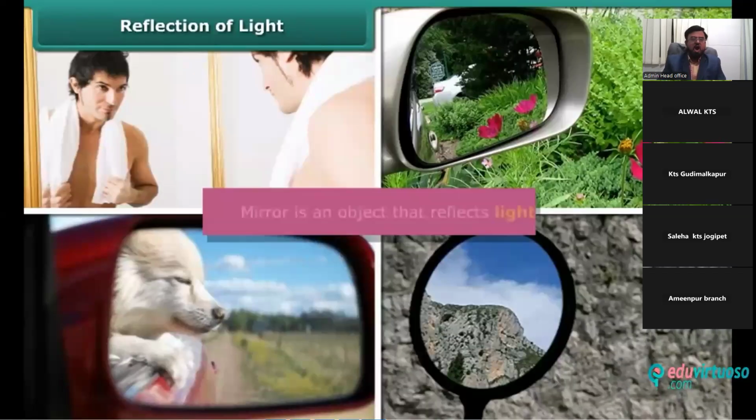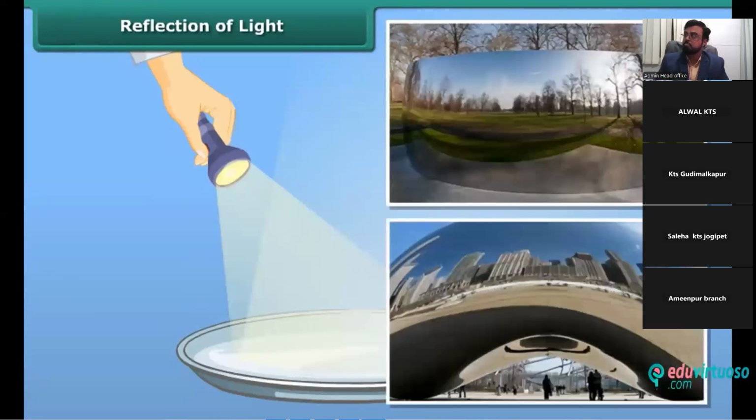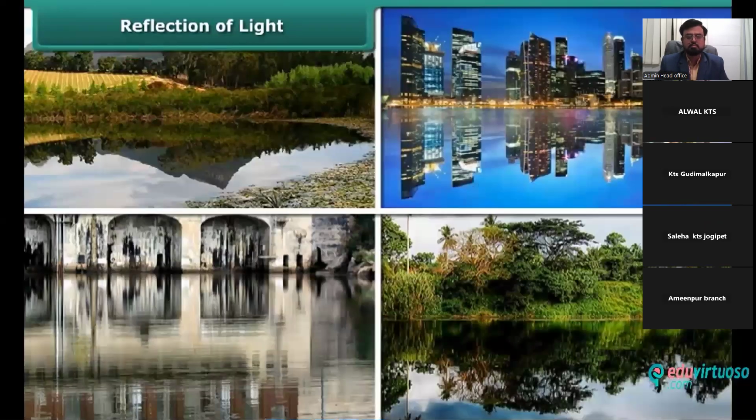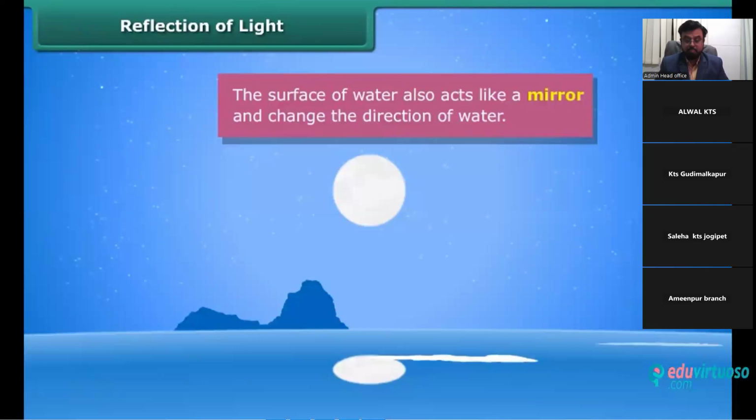Mirror is an object that reflects light. Now look at this shiny stainless steel plate. When a light falls on its surface, it gets reflected. Therefore, any polished or shiny surface can act as a mirror and can change the direction of light. Have you ever seen reflections in water? Can you tell how we are able to see them? Well, the surface of water also acts like a mirror and changes the direction of light. Therefore, we are able to see reflections in water as well.